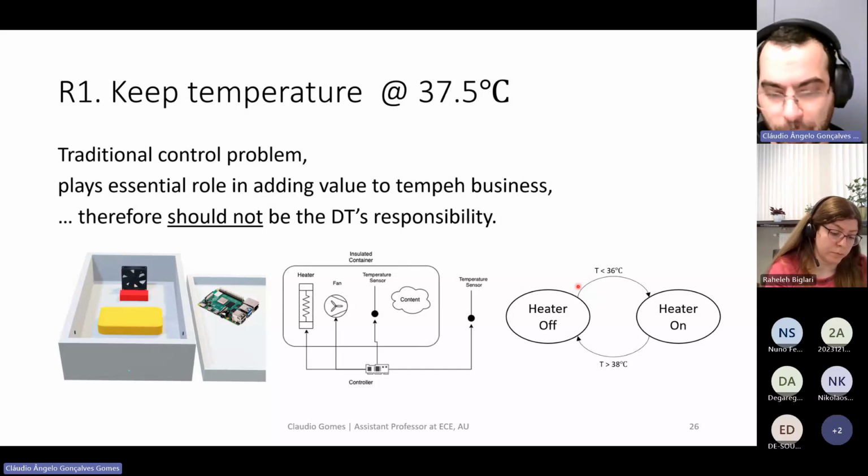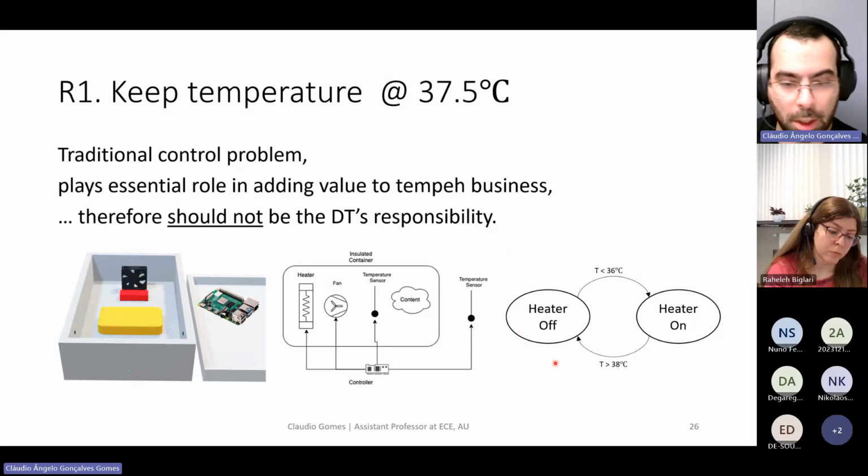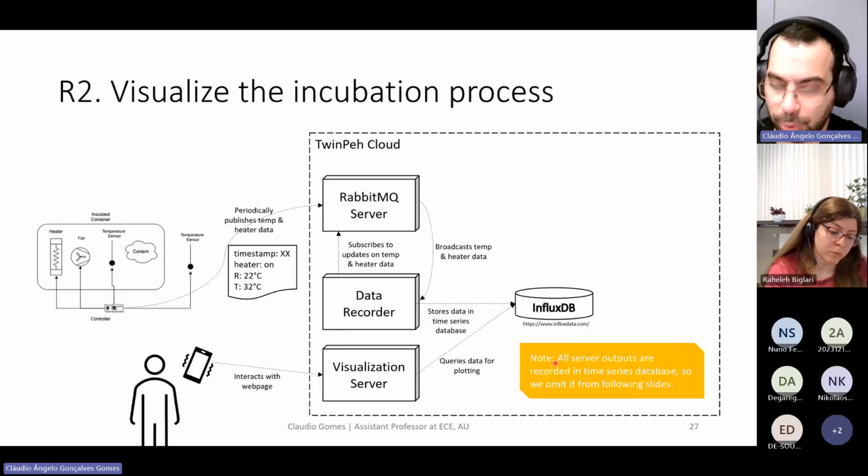The first requirement, keeping the temperature at 37 degrees, is easily fulfilled by traditional control. To us this is a control engineering problem, so we don't attempt to work on it with our digital twin, and we can discuss that later if you don't agree.